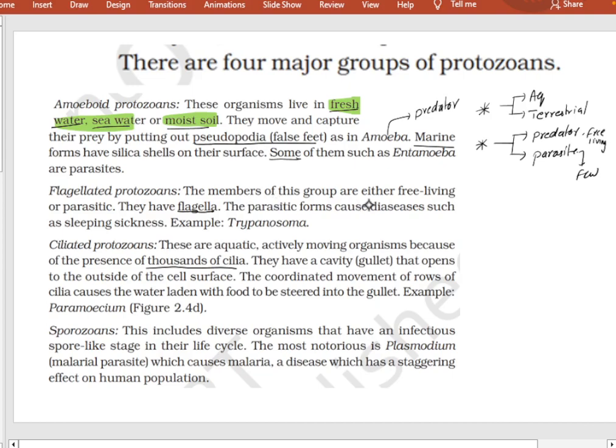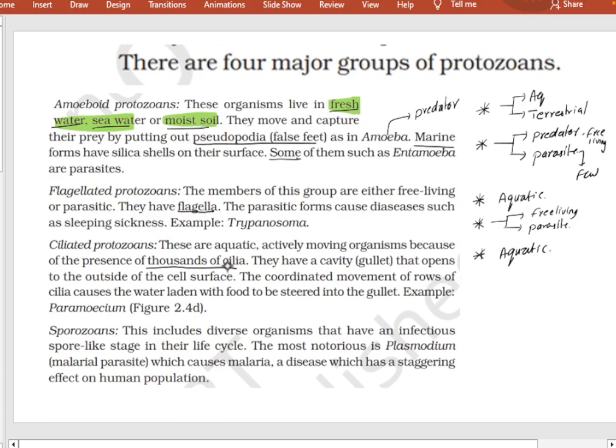Next, flagellated protozoans. What are there in flagellated? Either free living or parasite. So where will they occur? Flagellated and ciliated, please remember as aquatic. They live in water. The next important point is that they also occur as free living, and parasites also. Again the same point: ciliated and flagellated are aquatic.